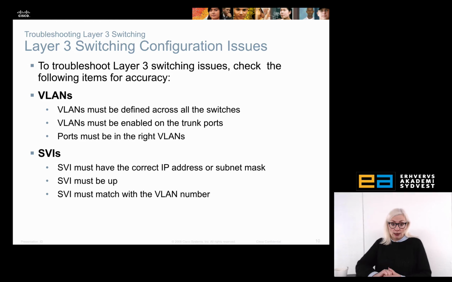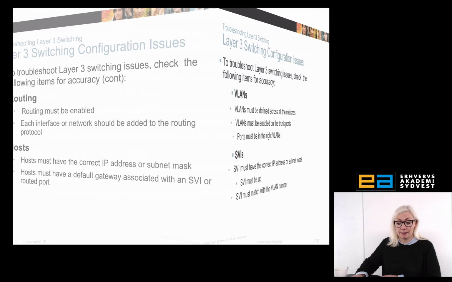So what should you be aware of? Of course, you need to make sure that the VLANs are defined and set up across your network. If you have multiple switches, you can either use VTP to set up the same VLANs on all switches, or you can do it manually. You must, of course, enable the trunk ports, and ports must be in the right VLANs. When you set up the SVIs, they must be up. You do a no shutdown on them as well, and you set it up with the correct IP address and subnet mask. And of course, it must match the VLAN number that you have.